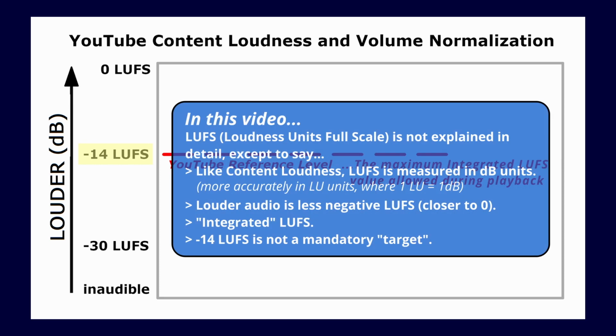Please refer to other resources to fully understand LUFS values, and how to achieve appropriate volume levels using your audio-video editing software. I don't explain it here other than to say that, like content loudness, LUFS are also measured in decibel dB units, and louder audio has a less negative LUFS value, closer to 0 on this graph. For example, -10 LUFS is louder than -14 LUFS. We are using integrated LUFS values here. Also, while YouTube's reference level is -14 LUFS, I am not advocating that you necessarily shoot for that loudness. The appropriate loudness level for your songs is more complex than simply aiming for a fixed LUFS target.